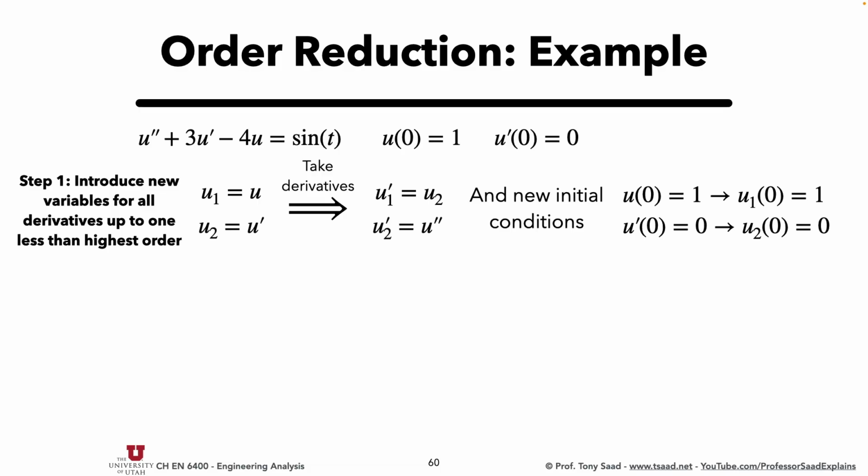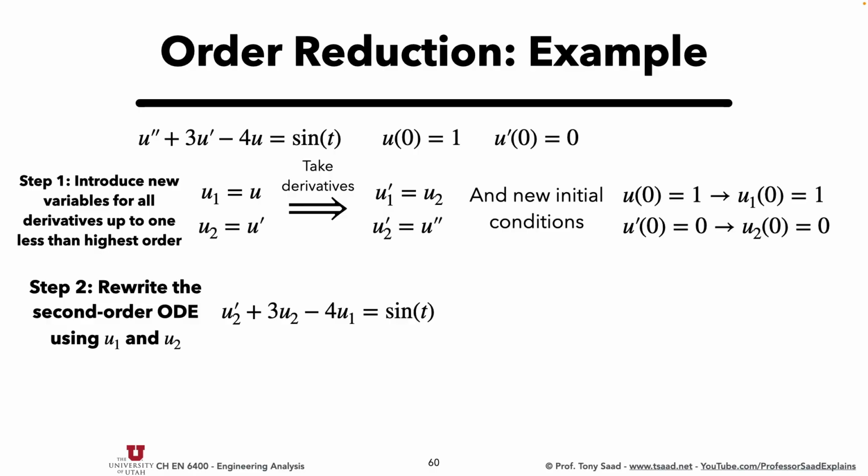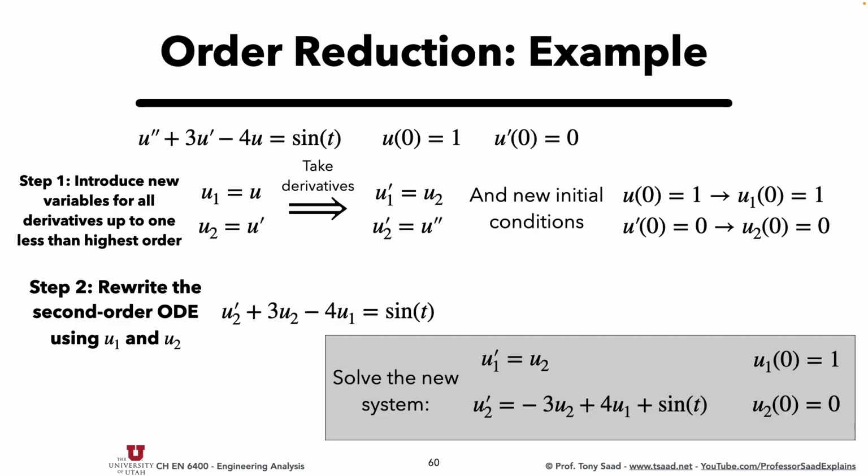We have the first IVP here, which is u1 prime equal u2. The second IVP is going to be in u2. So we rewrite this original ODE using u1 and u2. So what happens? u double prime is u2 prime. u prime is u2. And u is u1. So now I have 2 new ODEs.